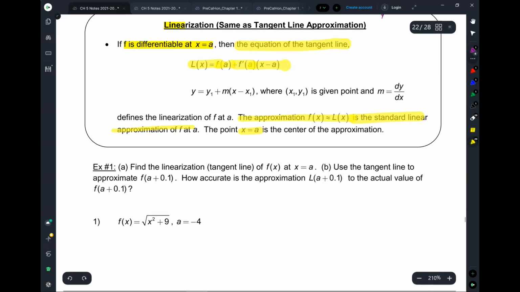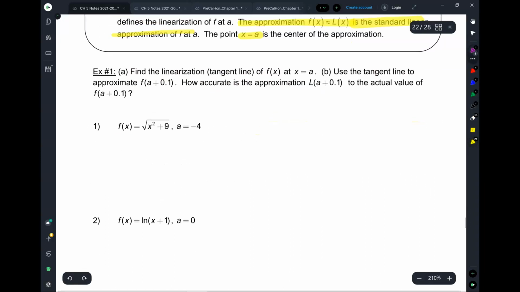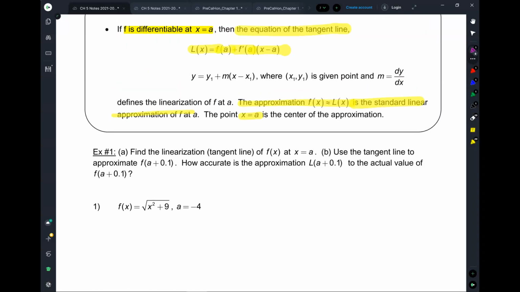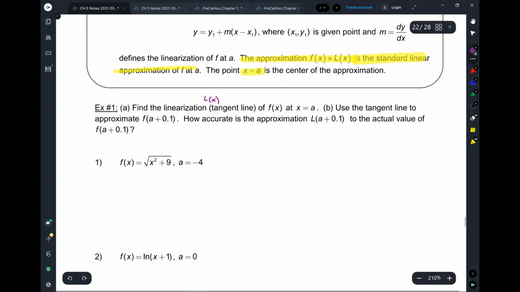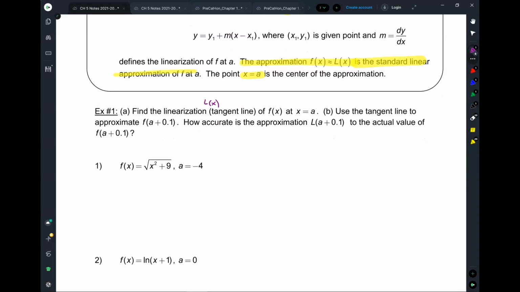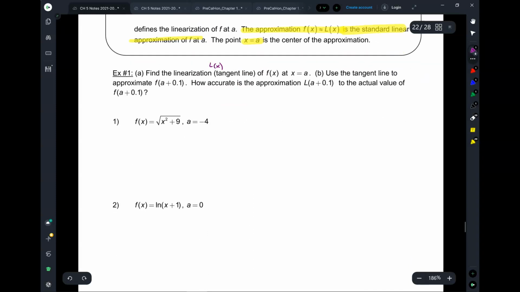All right, let's put that one to use, okay? We want to find, for each of these problems, so here we're given an f of x in part 1 and an a value, -4. We want to find the linearization or the tangent line of f of x at x equals a. So part A is asking you to come up with that L of x equation, all right? Then part B says use that to approximate f of a plus 0.1, all right? How accurate is the approximation to the actual value?